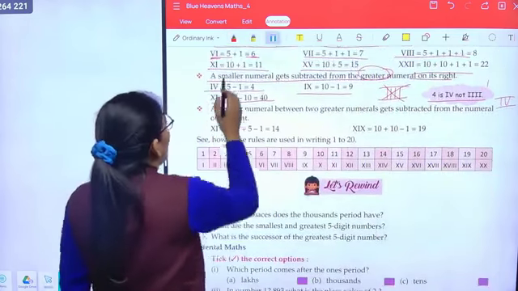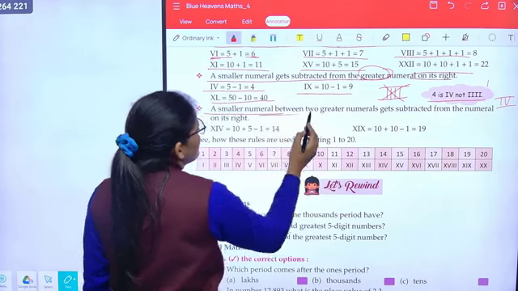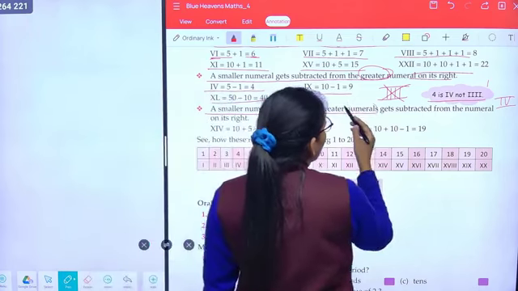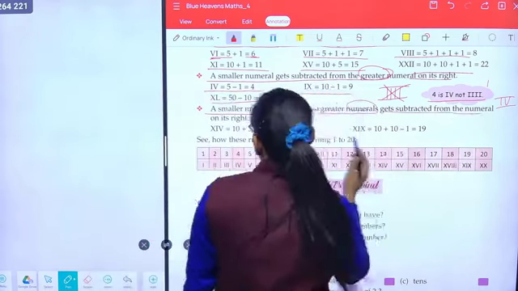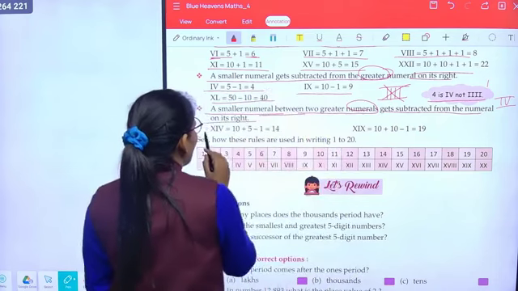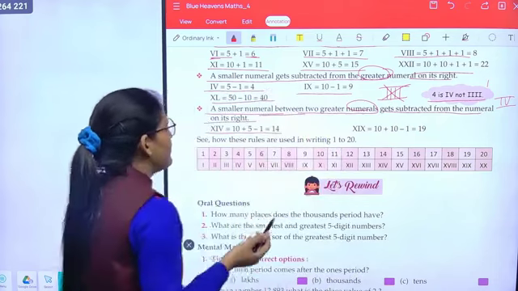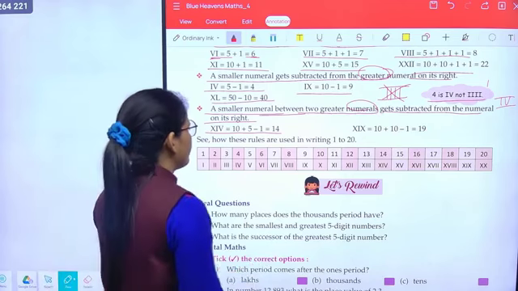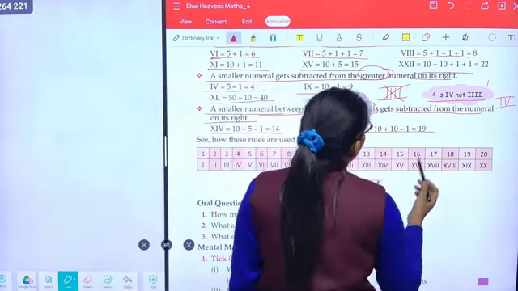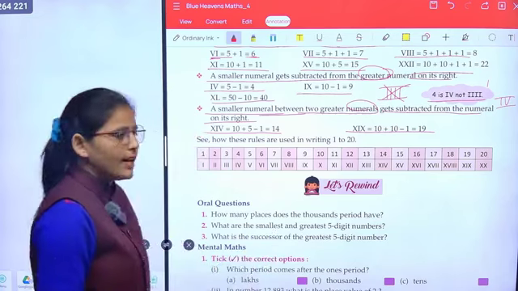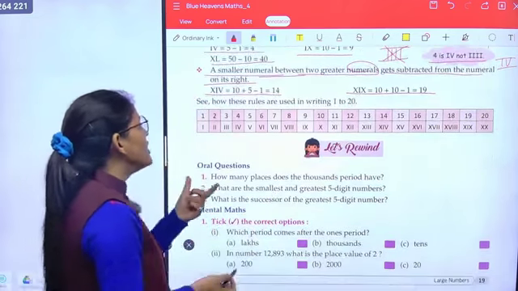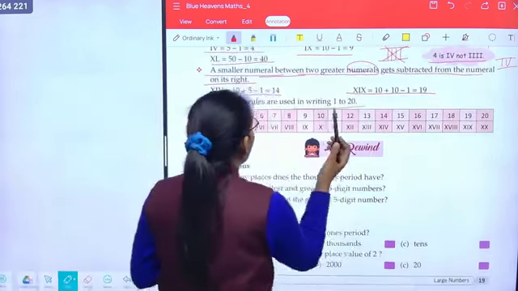Now a smaller numeral between two greater numerals gets subtracted from the numeral on its right. Now it is 10 plus 5 minus 1, 40. Now 10 plus 10 minus 1, 19. Understand? See how these rules are used in writing 1 to 20.